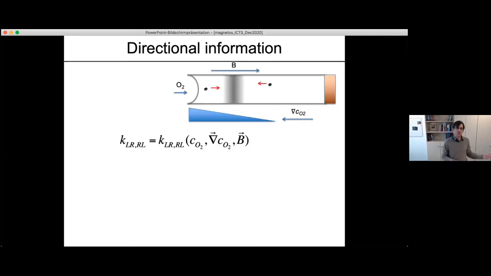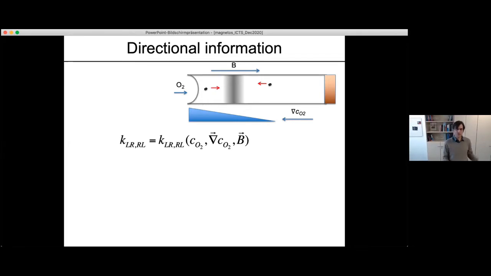Okay, what I haven't told you about this model yet is how the directional information is used by the bacteria. If we think about this, what kind of information do these bacteria need? Well, on the one hand, if you look at a bacterium here and one here, they have to swim in opposite directions if they want to get to the band. This one has to swim to the right, this one has to swim to the left. And that means they have to know what the local oxygen concentration is. If the local oxygen concentration is too high, they have to swim to the right. And if it's too low, they have to swim to the left.